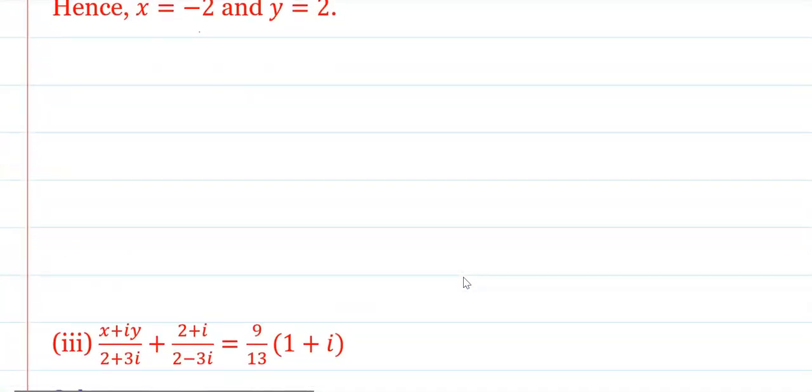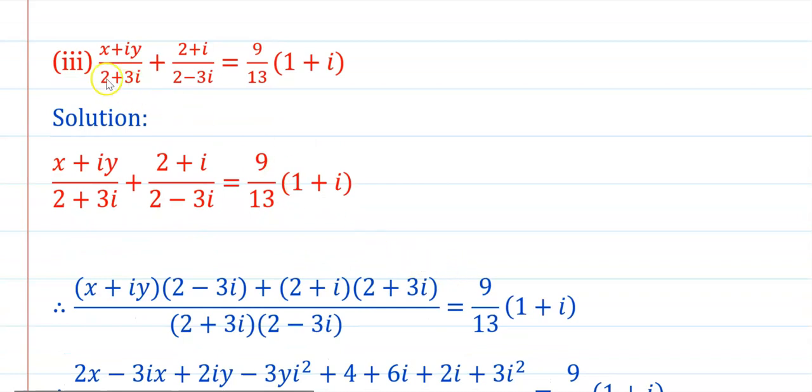Okay. Now the next problem. x plus iy upon 2 plus 3i plus 2 plus i upon 2 minus 3i is equals to 9 upon 13 into 1 plus i.